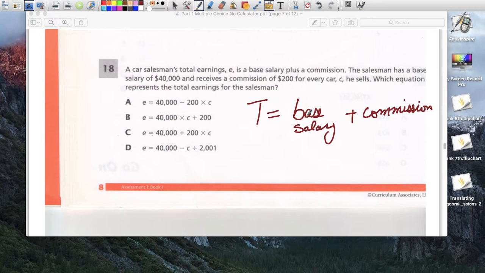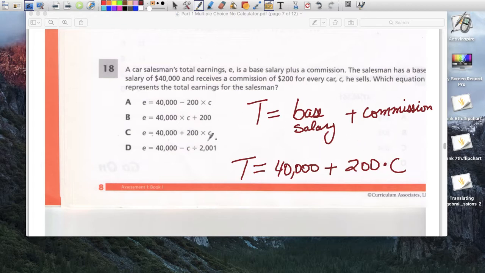Base salary of $40,000 and receives a commission of $200 for every car C he sells. Which equation represents the total earnings for the sale? So he's guaranteed to make $40,000, period, per year, plus he makes $200 for each car that he sells, so times the number of cars he sells. If he sold one car, it'd be $40,000 plus 200 times one. He would bring home $40,200. So it's a typical way of paying anyone who earns based on commission and salary.